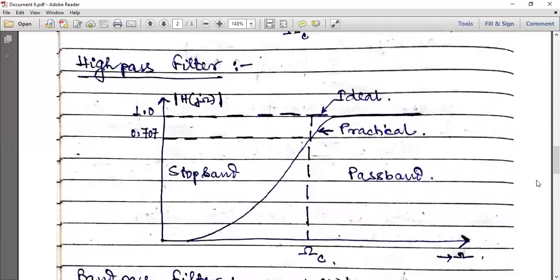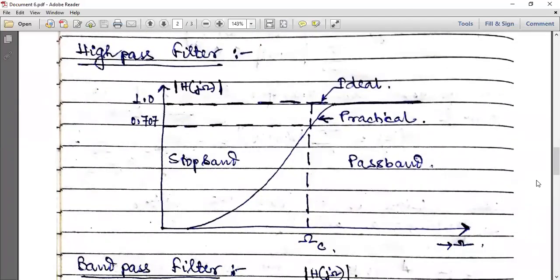It's just the reverse of the low pass filter. You see, the diagram looks just like the reverse of a low pass filter. So the high pass filter allows high frequencies, meaning those frequencies which are greater than the cutoff frequency, in the pass band, and those frequencies which are equal to or less than the cutoff frequency are blocked, meaning these fall under the stop band category for the high pass filter.